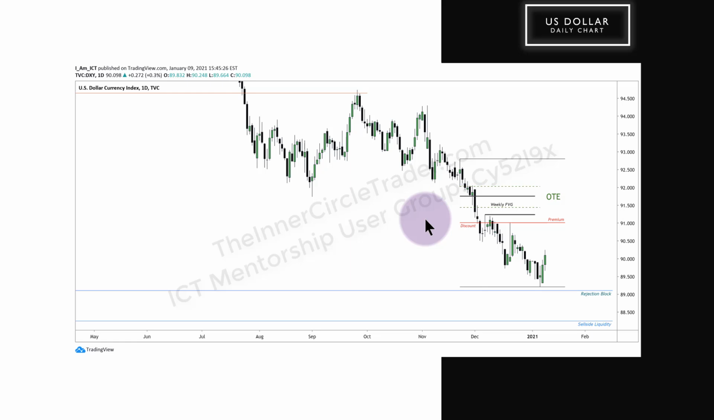In other words, what is most likely the most important things right now, given the current market structure, the dealing ranges that are available, and what PD arrays are likely to be traded into.